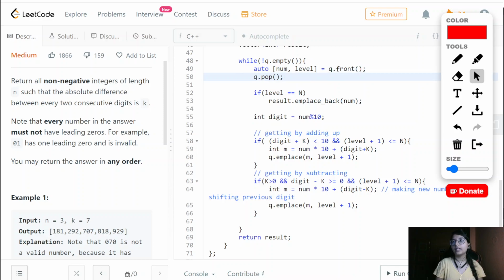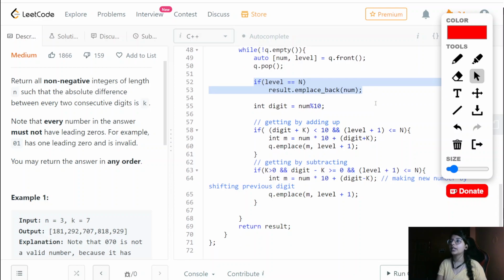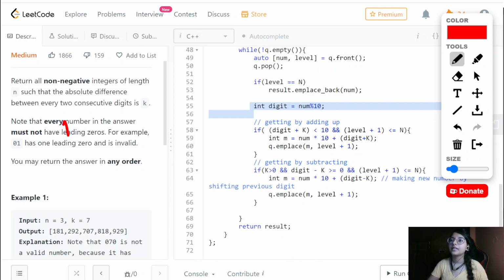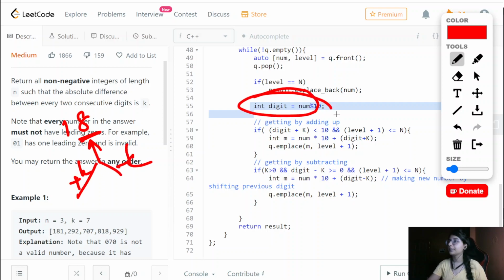So here we are taking whatever is at the front, and then when we are popping it out as usual, which we do in our BFS, we check if the level becomes equal to n, right, then we will be directly pushing our number to our result. So that's what we are doing here. And then here we are figuring out the digit, because each digit which is at the last, for example if we go ahead with 18, this will be the digit on which we do the calculation, plus k or minus k. So that's what we are figuring out here.